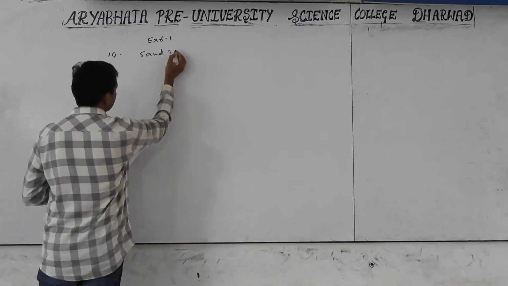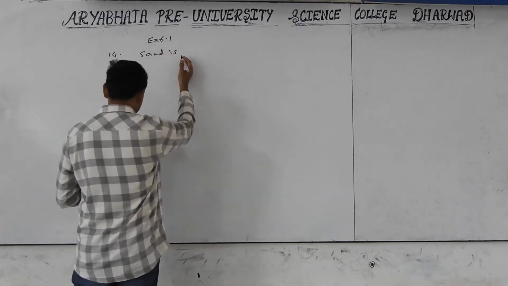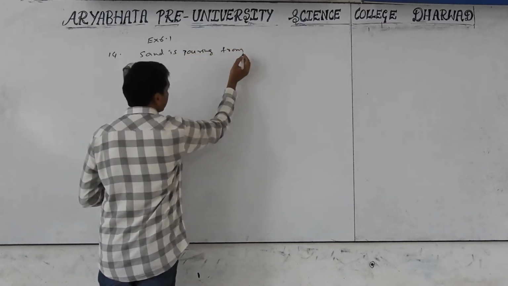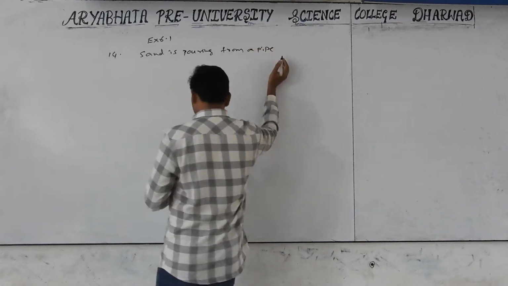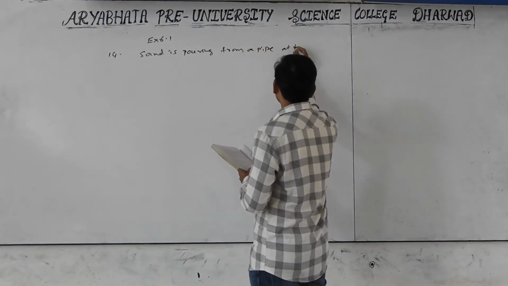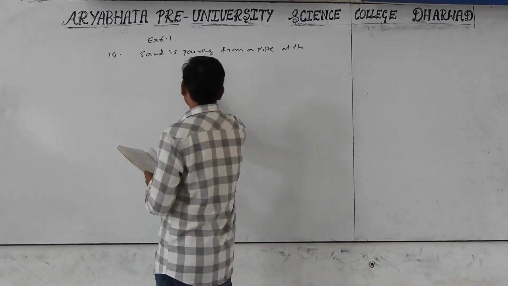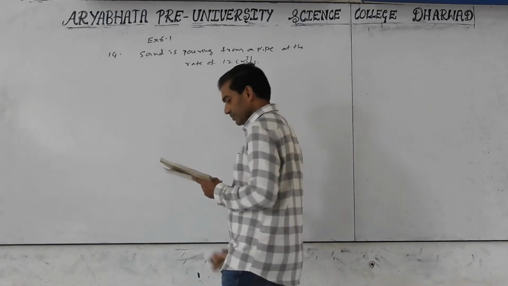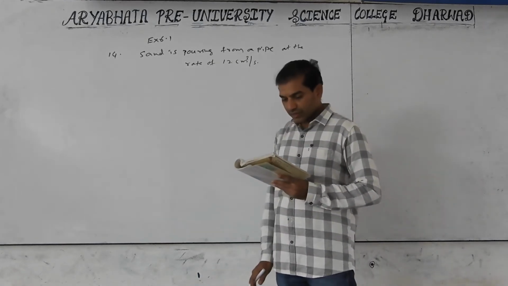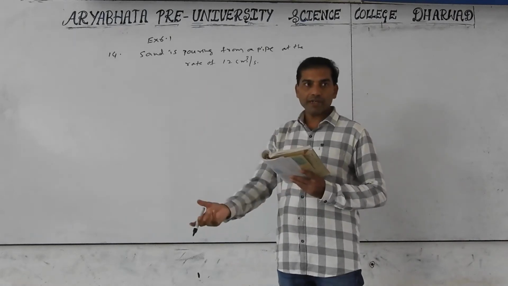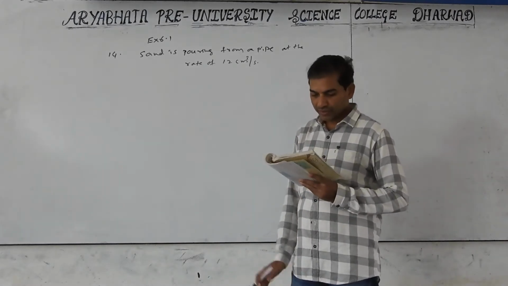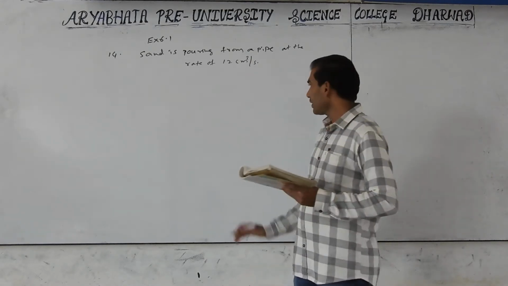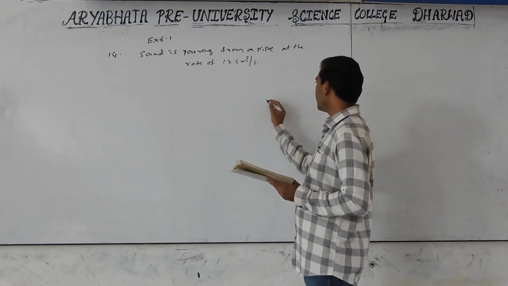Sand is pouring from a pipe at the rate of 12 centimeter cube per second. Okay, the sand is falling from a pipe at the rate of 12 centimeter cube per second. The falling sand forms a cone on the ground, like this.